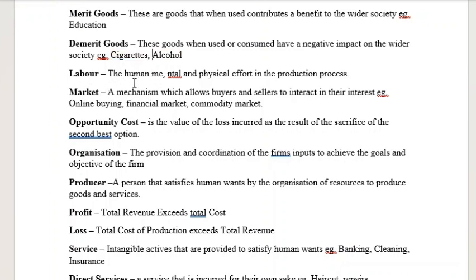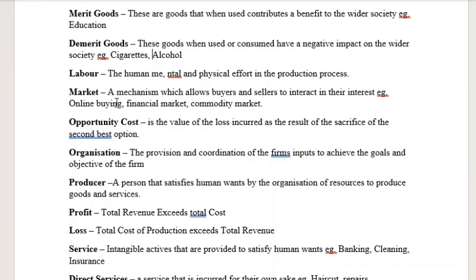We have labor, the human and physical effort in the production process. Labor refers to the human capacity to produce goods and services. We have a market. This is a mechanism which allows buyers and sellers to interact in their interest. Example, online buying, financial market, and commodity market.